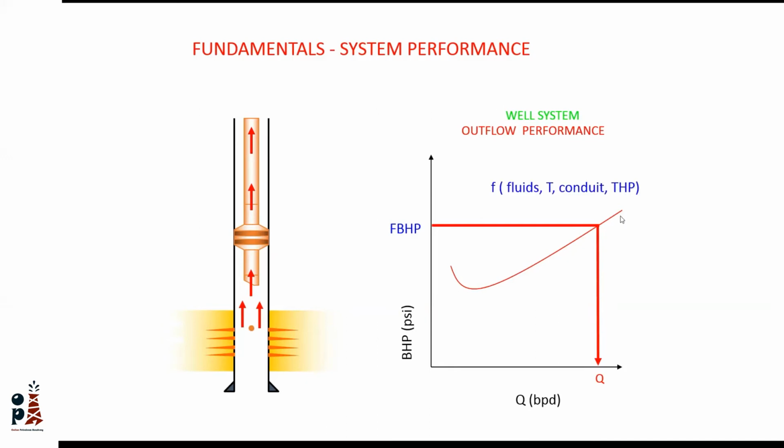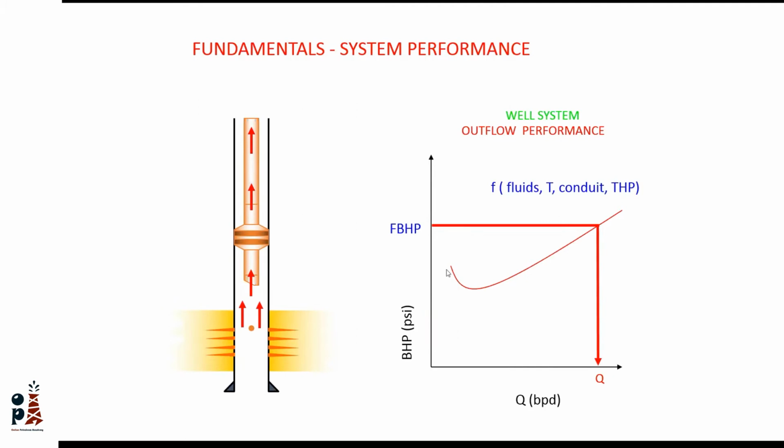And parameters that will affect this outflow performance will be the fluid type, which is the viscosity, the gravities of the fluid, the temperature and pressure conditions at each point, and the tubing size and the friction coefficient. So as the fluids travel through the tubing, they will face some friction. They need to overcome the gravity of the hydrostatic pressure, and also deliver the fluids up to the surface with a certain amount of pressure, which is the back pressure to the well.